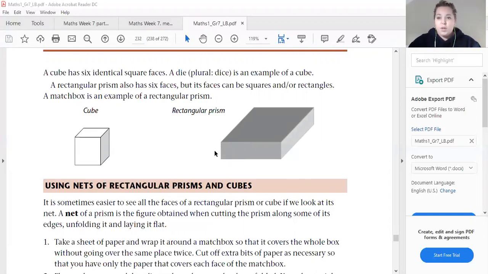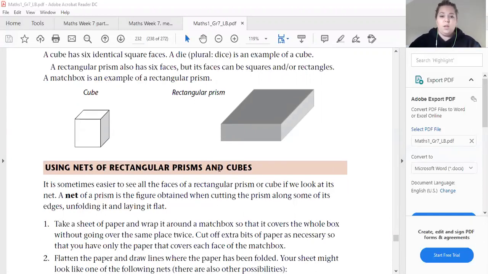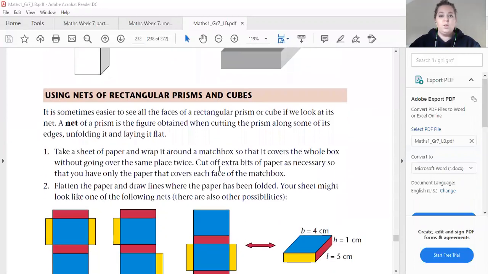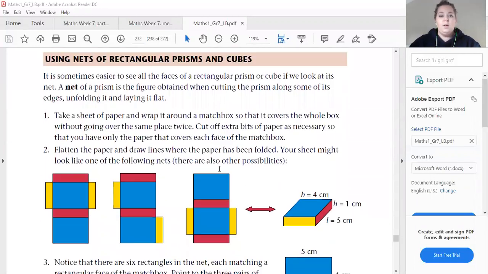But what I want to show you is something very important to keep in mind. When you are doing a rectangular prism, say for instance you have a matchbox, a rectangular prism can be made up of squares and rectangles. It can also have different size rectangles inside of it. So you can have a rectangle here and here. It doesn't all need to be the same size. Just keep that in mind.